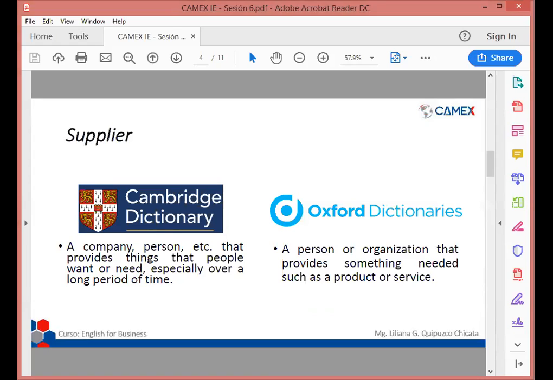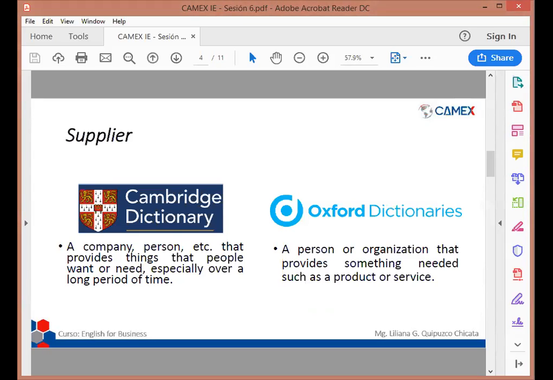Now, according to Oxford Dictionary, a supplier could be a person or an organization that provides something needed, such as a product or service. So again, it's a more simple meaning: just a person or organization, which could be a company, that is going to provide something that another company or person needs, and it could be a product or service.